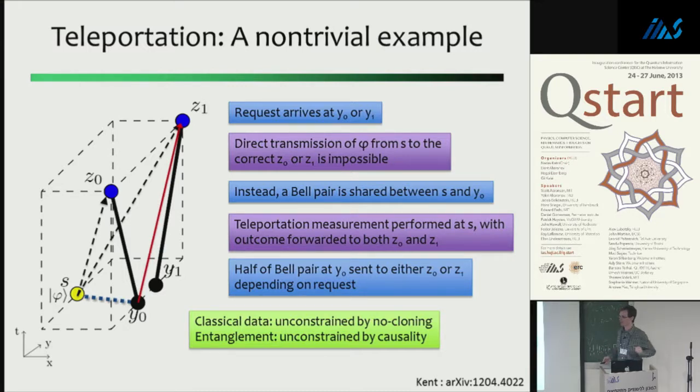So at Y0, that's where the half of the EPR pair is being sent. Or at Y1? Well, nothing actually happens at Y1. But it's important that Z1 is in the future of Y0, so that you can actually send this message from Y0 to Z1.